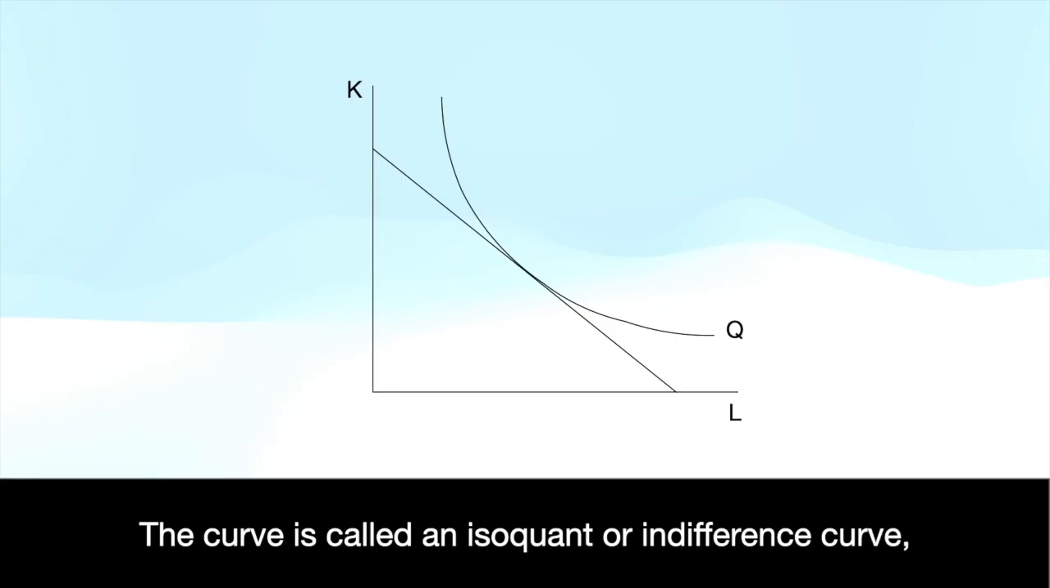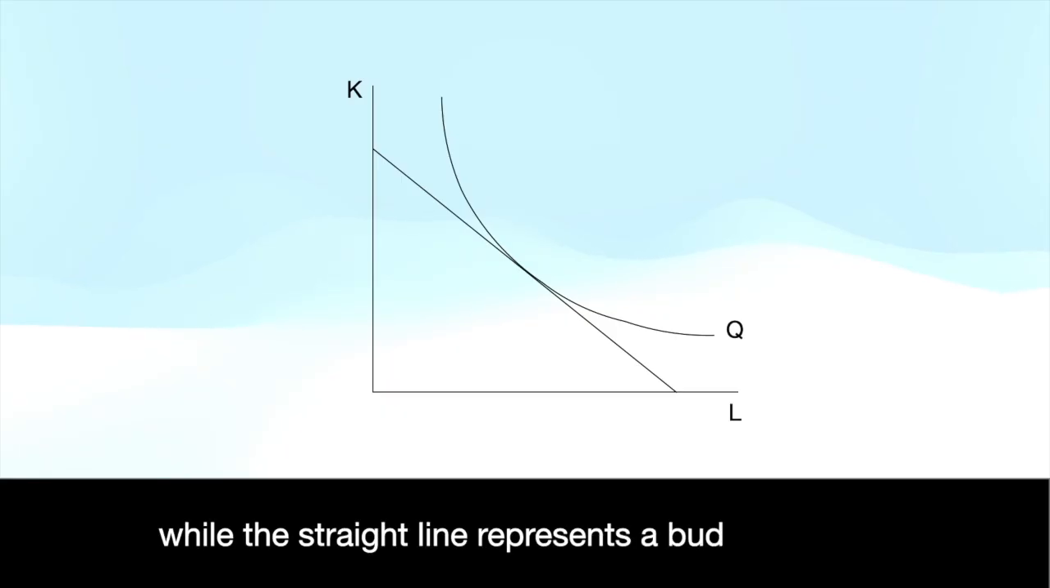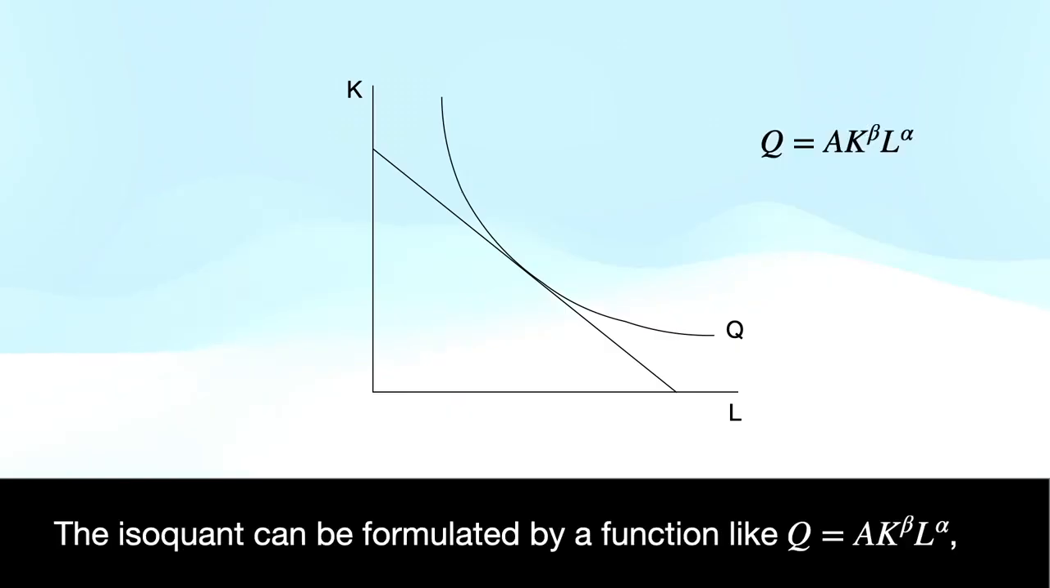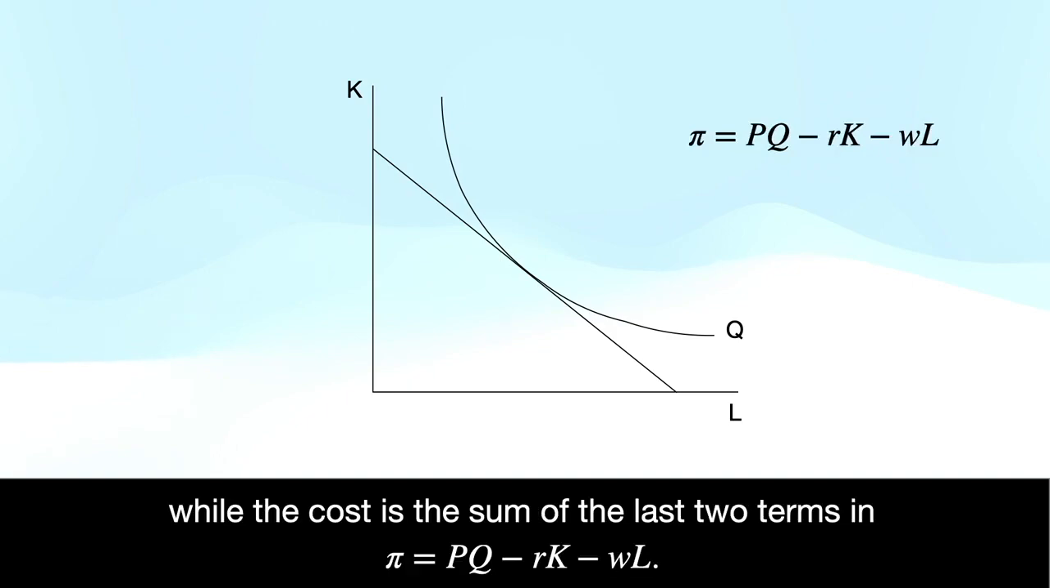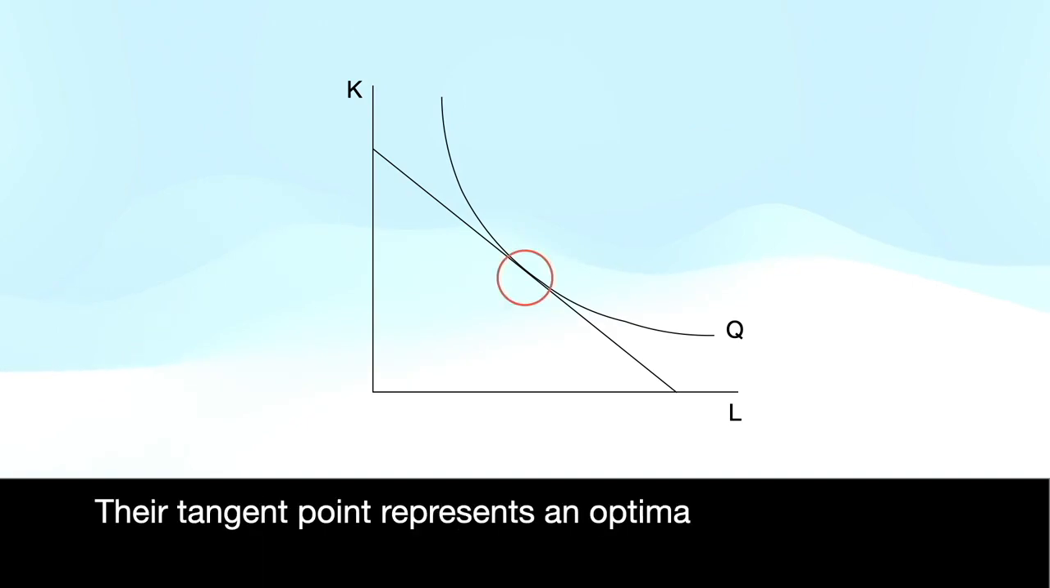The curve is called an isoquant, or indifference curve, while the straight line represents a budget or cost. The isoquant can be formulated by a function like this, while the cost is the sum of the last two terms in this equation. Their tangent point represents an optimality with maximum profit.